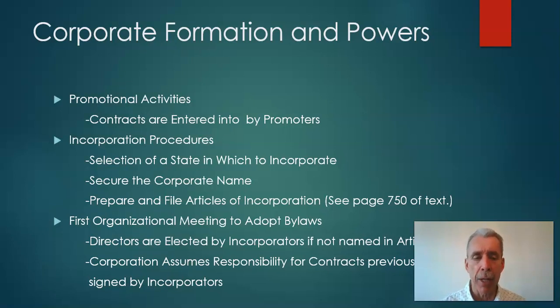Then what do these three people do next? Well, they start to do incorporation procedures. First off, they figure out, well, what state do we want to incorporate in? Well, we're all living here in California. The business is going to be in California, so let's make it California. Fine, that's the state. Let's secure a corporate name.